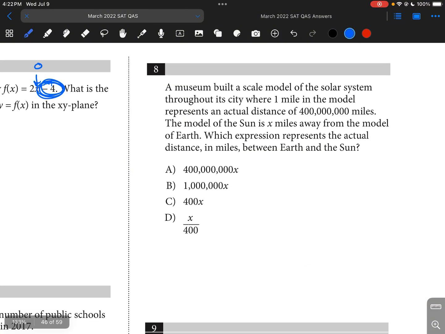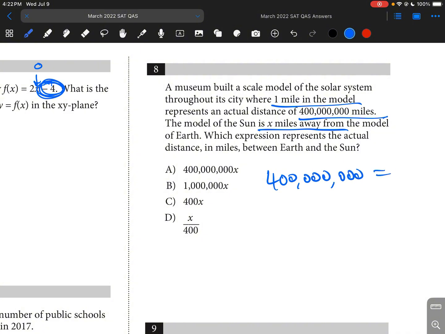Number 8, a museum built a scale model where 1 mile in the model is 400 million real miles. The model of the sun is x miles away. Which expression represents the actual distance between the Earth and the sun? Okay, well, if you know that on the model 1 mile equates to 400 million miles, and you're given x miles away, you just need to multiply x by 400 million to get the actual distance.